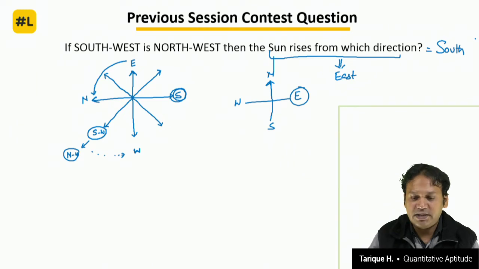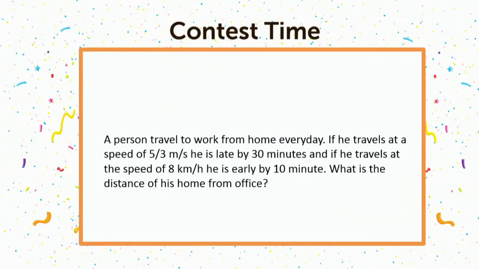Now taking today's contest question. A person travels to work from home every day. If he travels at a speed of 5/3 meters per second, he is late by 30 minutes, and if he travels at a speed of 8 kilometers per hour, he is early by 10 minutes. What is the distance of his home from office? Okay. The question is on the screen. You can try solving the question and post the answer in the comment section.